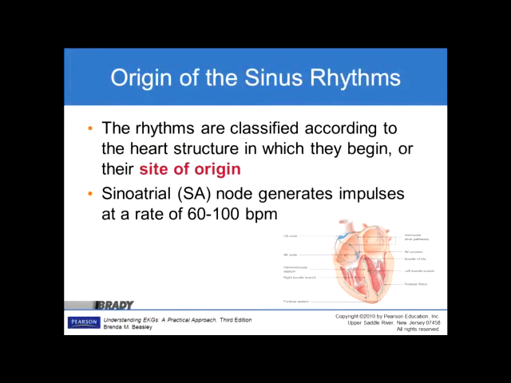Origin of the sinus rhythms. The rhythms are classified according to the heart structure in which they begin, or their site of origin. The sinoatrial node generates impulses at a rate of 60 to 100 beats per minute. So in this entire area, we're going to start looking at intrinsic rates, and the intrinsic rate of the SA node is 60 to 100 beats per minute.